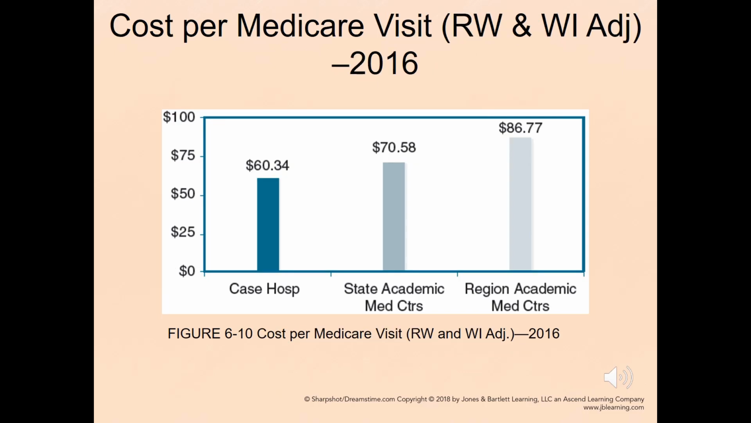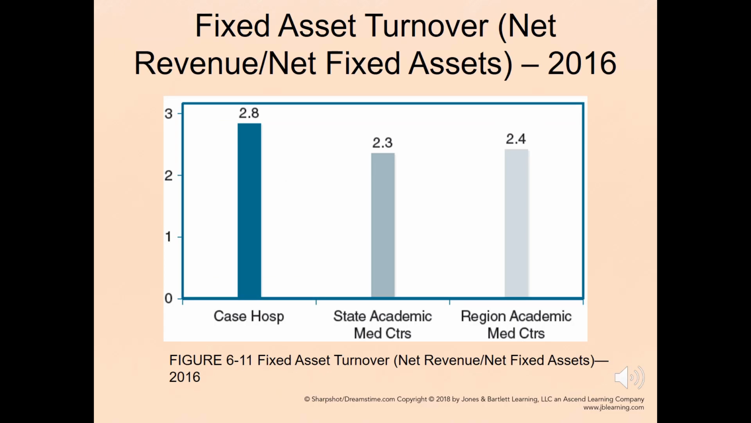Here we see the cost per Medicare visit based on the relative weight and the wage index adjusted. Case hospital is at 60.34, state academic medical centers at 70.58, regional academic medical center at 86.77. Showing that the cost per Medicare visit is much lower at the case hospital. The fixed asset turnover, the net revenue divided by net fixed assets, shows that the case hospital is at 2.8, state academic medical center at 2.3, regional academic medical center at 2.4.